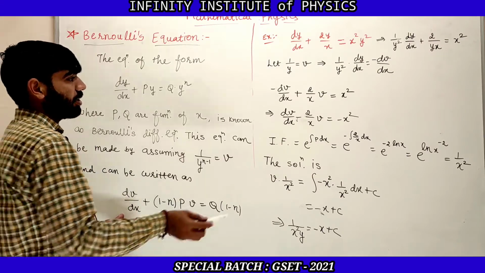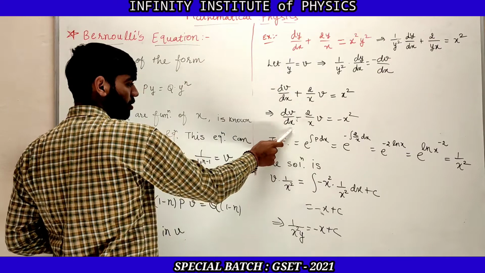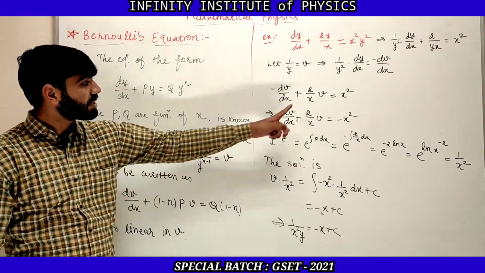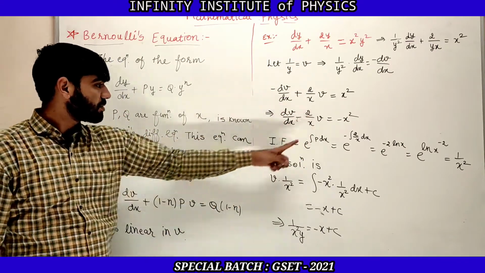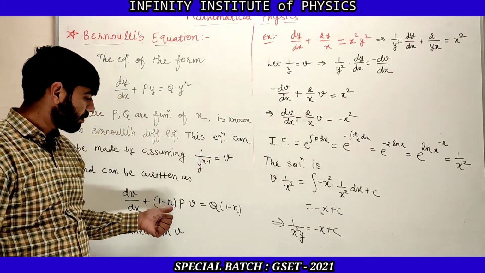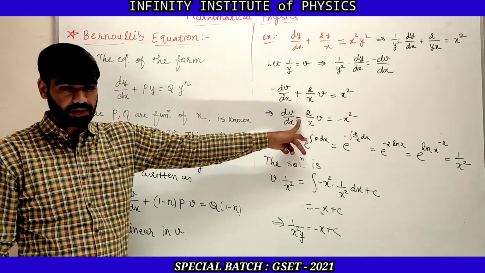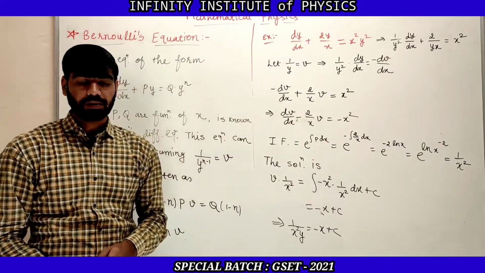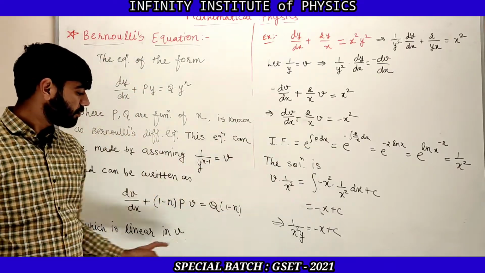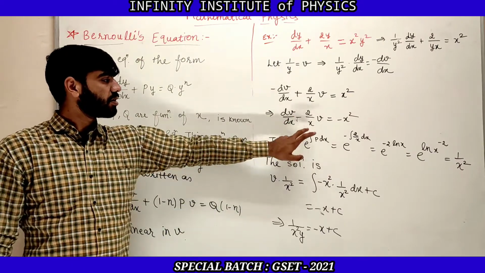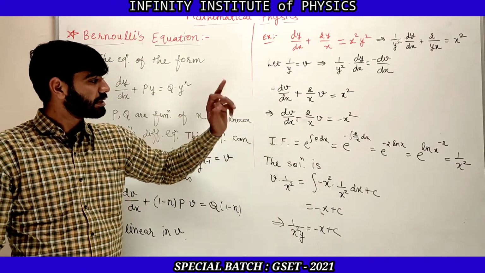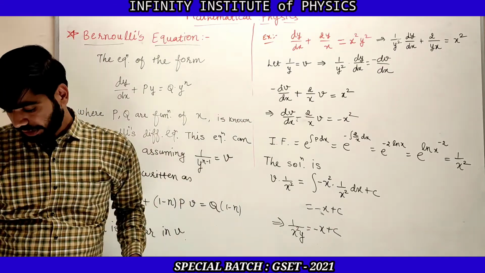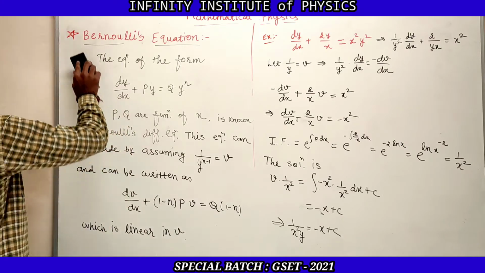And also, if you don't want to simplify, then you can write directly from this: dv by dx is there, p that is 2 by x is there, v is also there. Here n is equal to 2, so 1 minus 2 is minus 1, the minus sign is also there. q that is x square, and 1 minus n, so the minus sign is also there. So directly you can write in the form of a linear differential equation as well. If you don't want to simplify this, then you can write directly. Clear? So this is how we can solve the example.